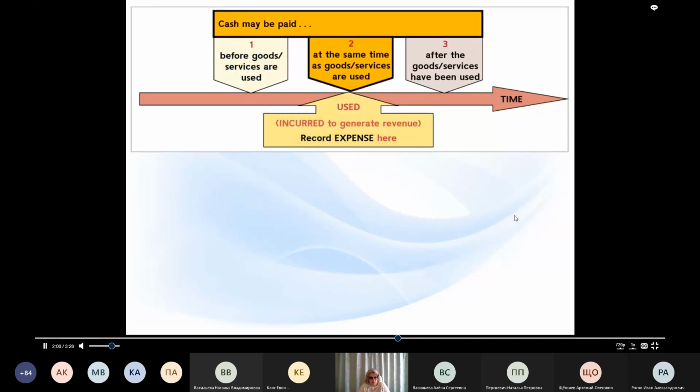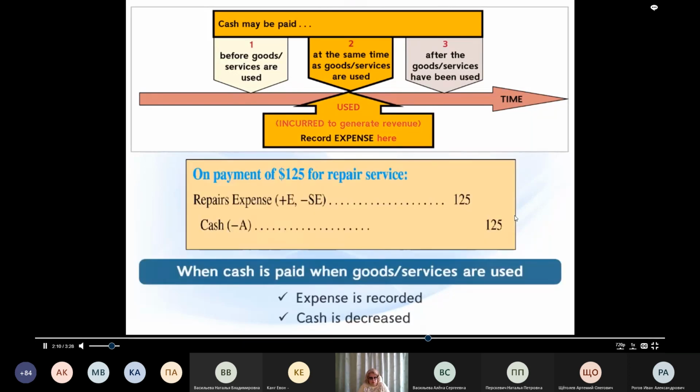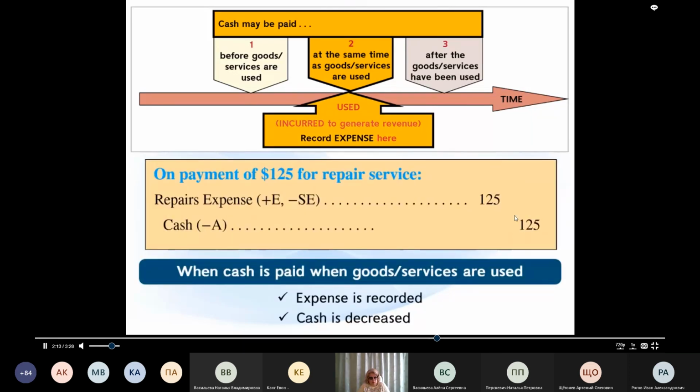Next, let's consider a situation in which cash is paid when the goods or services are used. Assume that the company pays $125 cash for the repair of its copier. An expense has been incurred because the related goods or services, in this situation, the repair services that were delivered to the company, were used to generate revenues during the accounting period. As a result, the company records the expense.